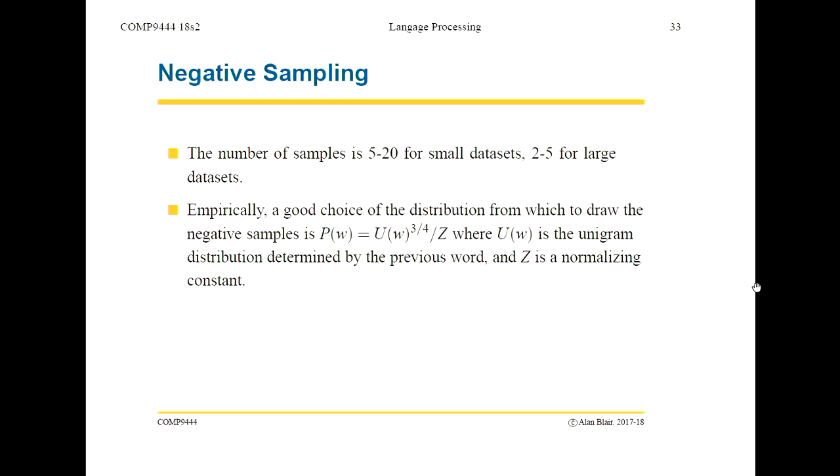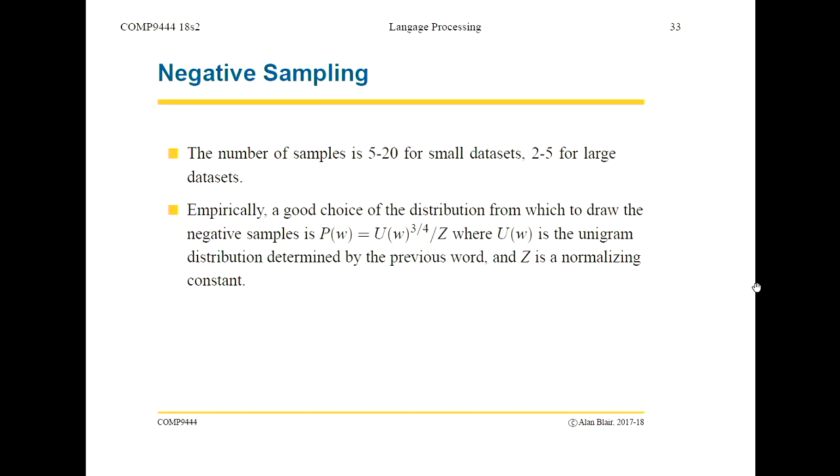They said, okay, I'm not going to use the absolute frequency. I'm going to use the unigram distribution based on the previous word. Remember when we talked about Hamlet, and you know what the previous word is, so what's the distribution of the next word? They use that distribution, so it's based on the previous word.